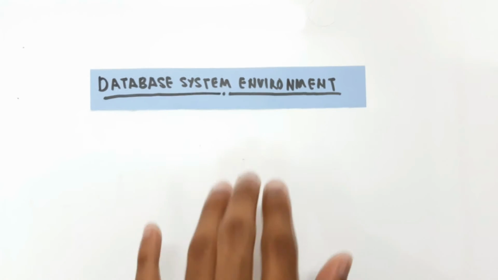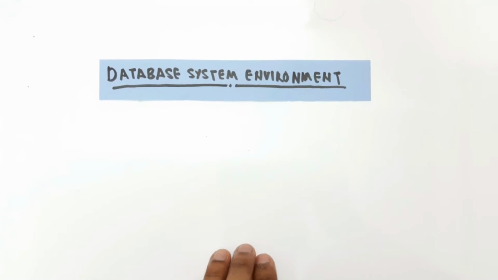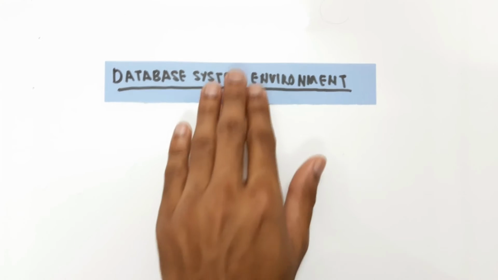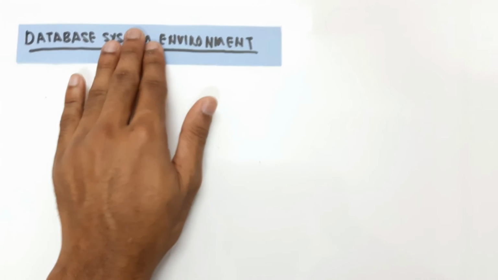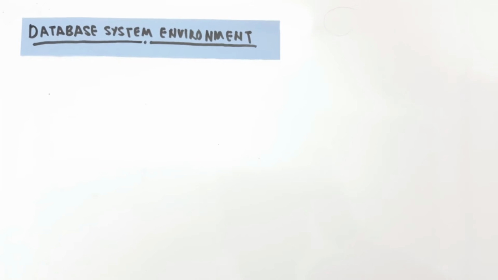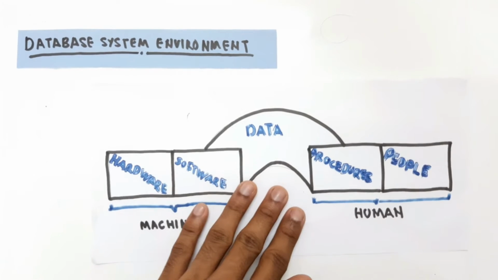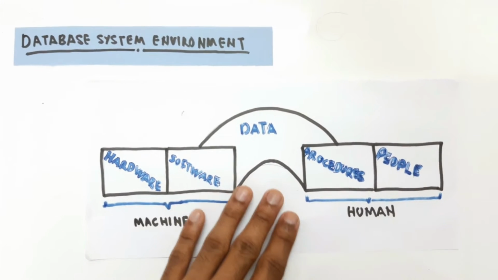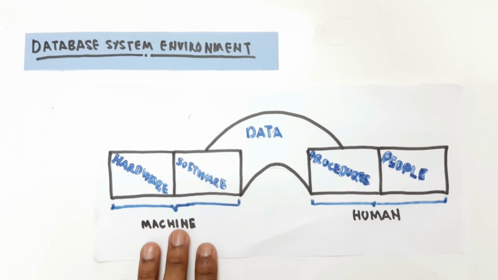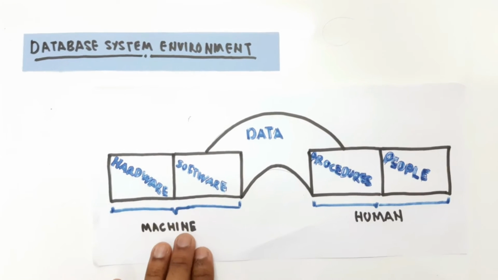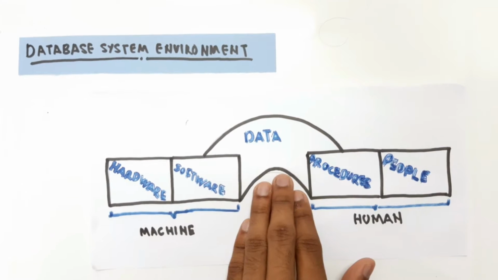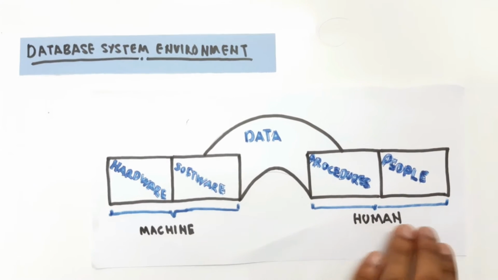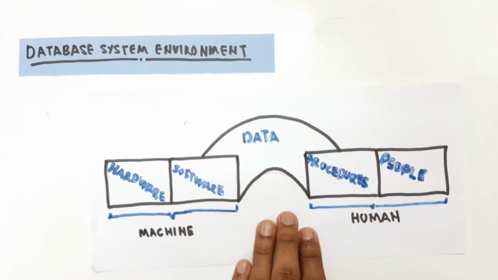Okay, now we're going to continue with the database system environment. This is a diagram I will show you of what the database system environment looks like. It consists of five elements: machine, hardware, software, data, and human. Procedure and people make up the last two.